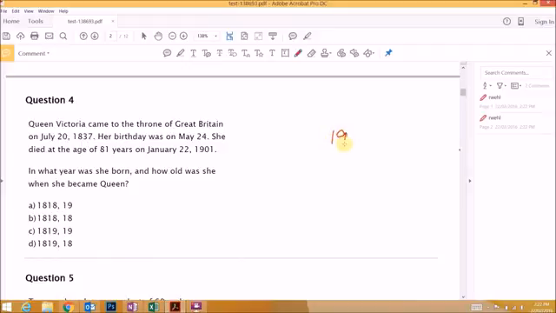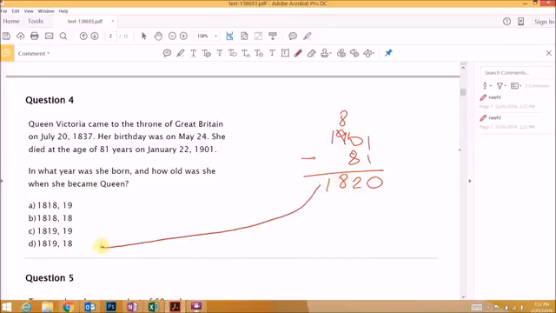Now, if we do this from her death, so if we go 1901, take away the 81 years, it's going to give us 1820. Now you'll notice that there's no 1820 over here. What we do know is that it's not one of these two. We can rule out A or B straight away. The reason why there's no 1820 is because her birthday was in May. Okay, so we actually take an extra year off.